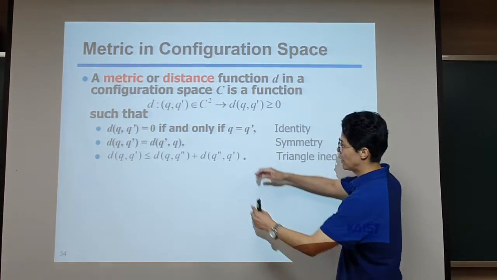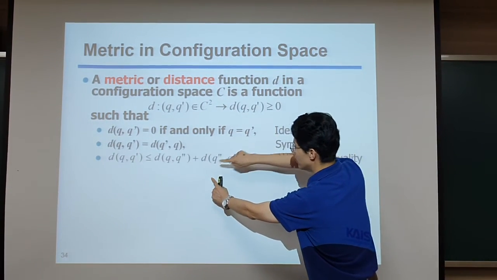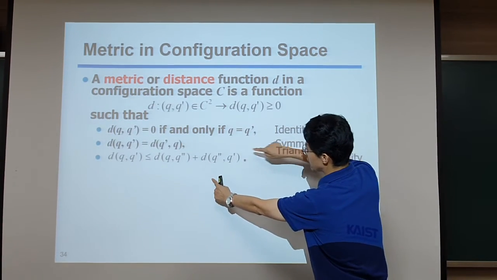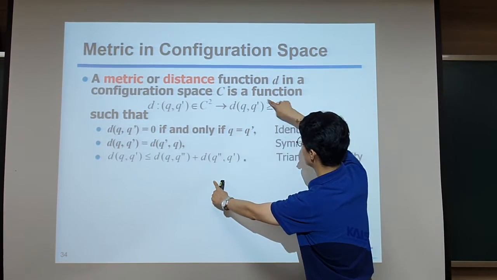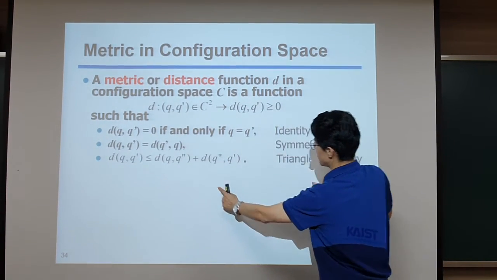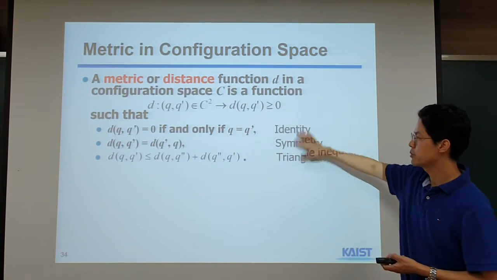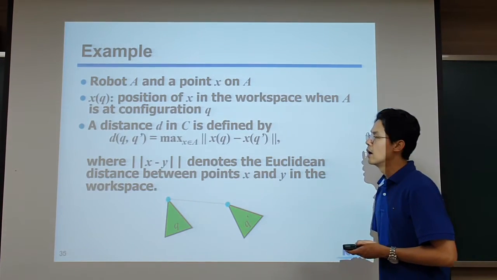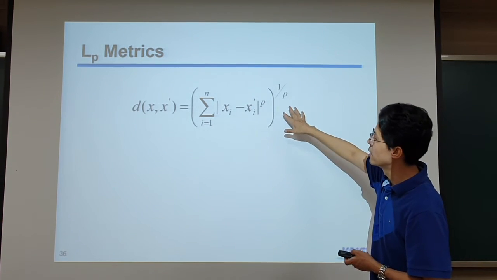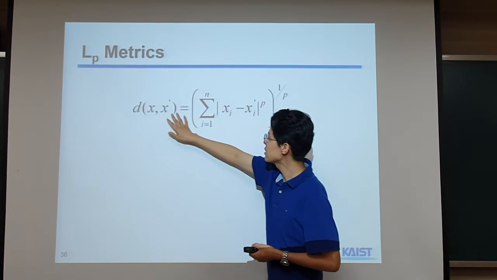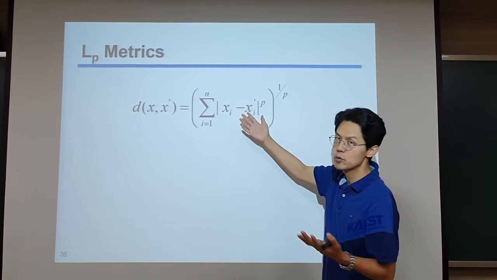When you have three points, the path from here to there, and we can also consider another path from here to there, the direct path from here to there should be less than or equal to the other path. That's the triangle inequality. Any function satisfying these three properties, we call a metric. One very common metric is the Lp metric, or Lp norm. Given two configurations, we measure the difference in each element. There could be a high-dimensional space, right?